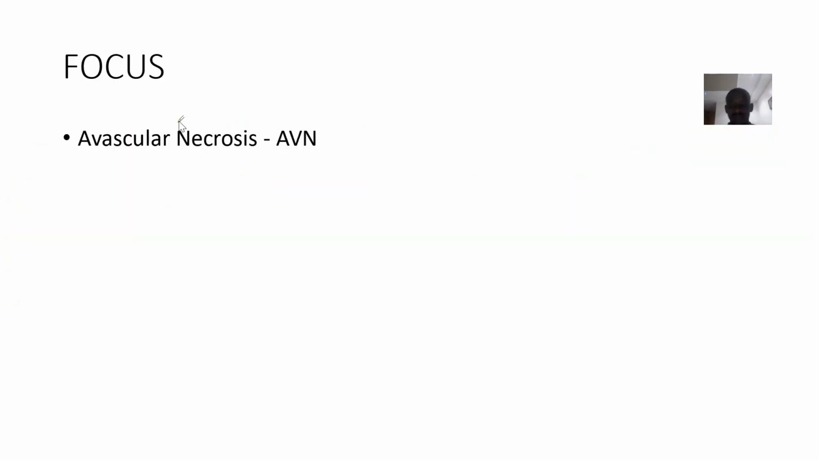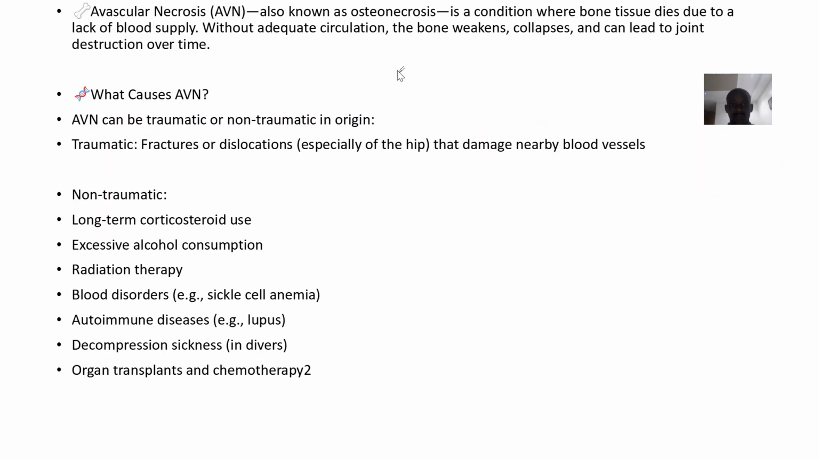So avascular necrosis is also known as osteonecrosis. It's a condition where the bone tissue is dying. Why? Because the blood supply is no longer there. There's no adequate circulation, so the bone weakens and collapses. This can lead to what? Joint destruction over time. So what actually causes this condition?